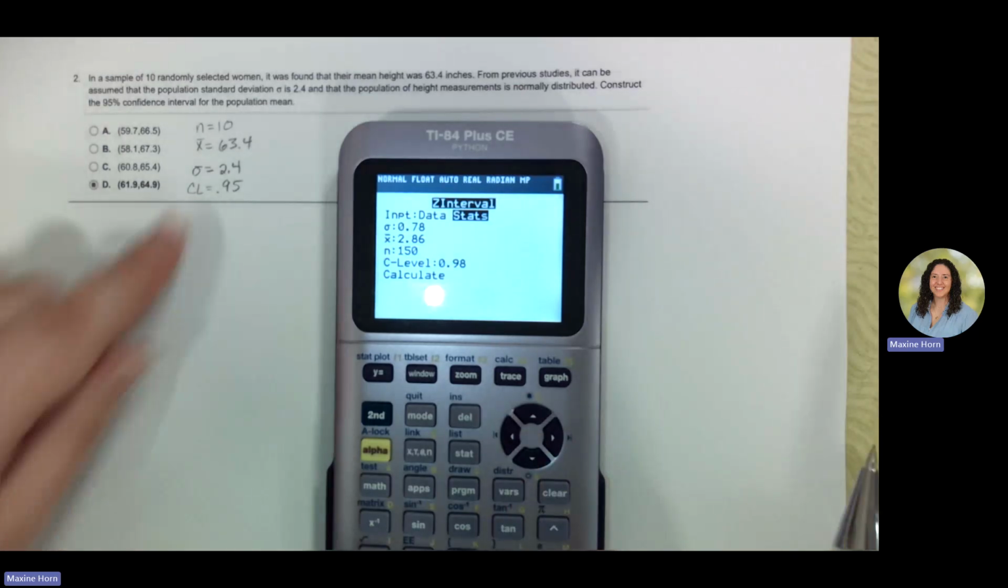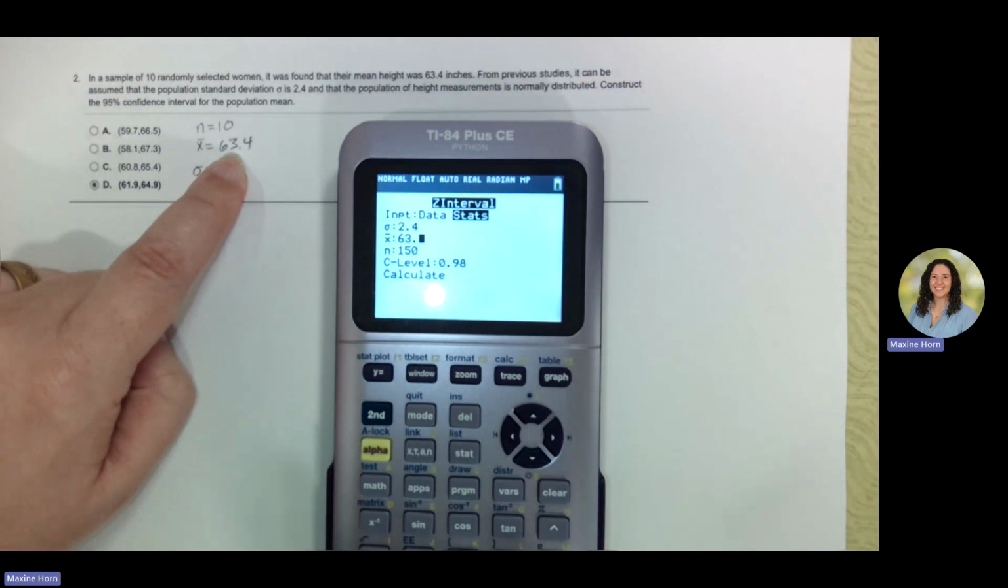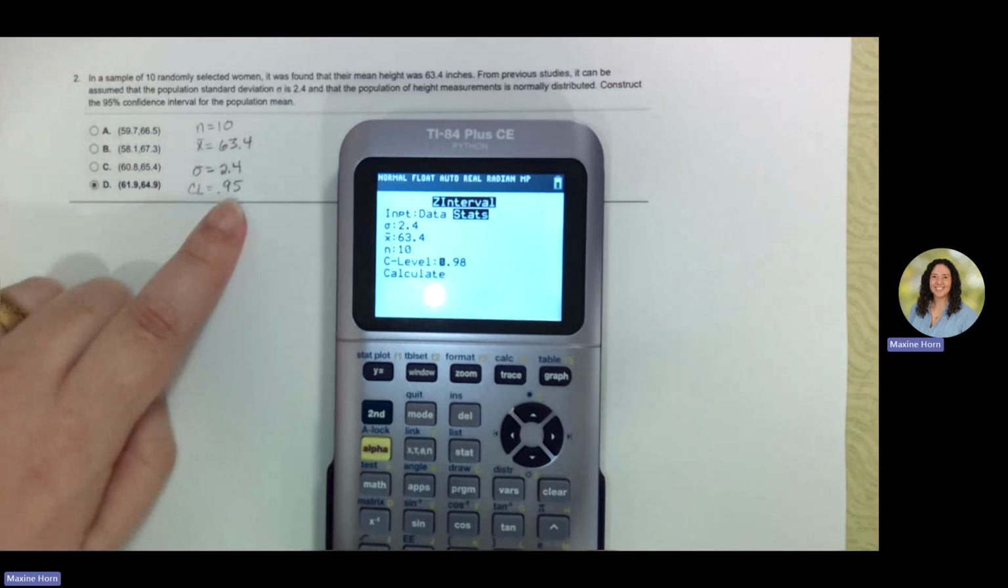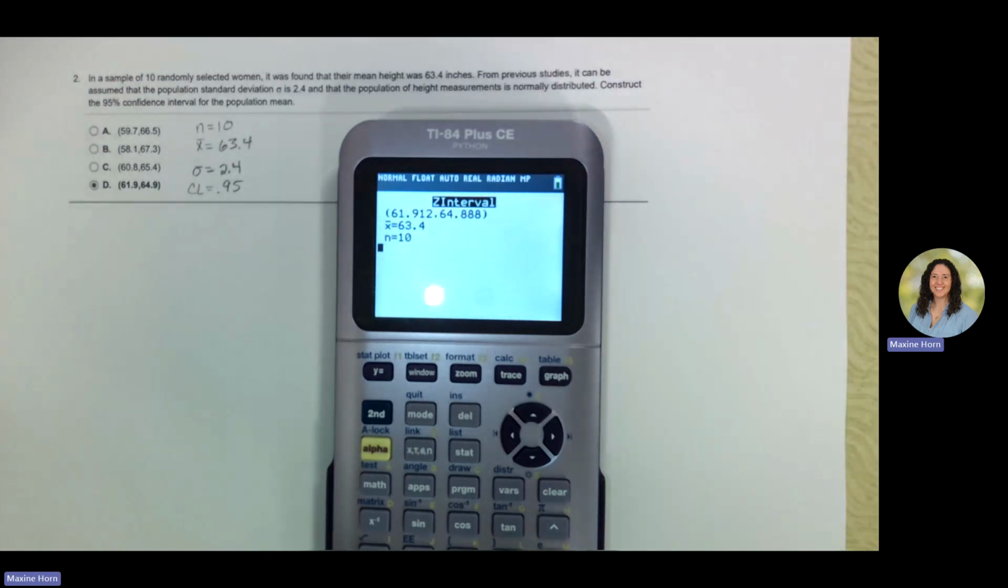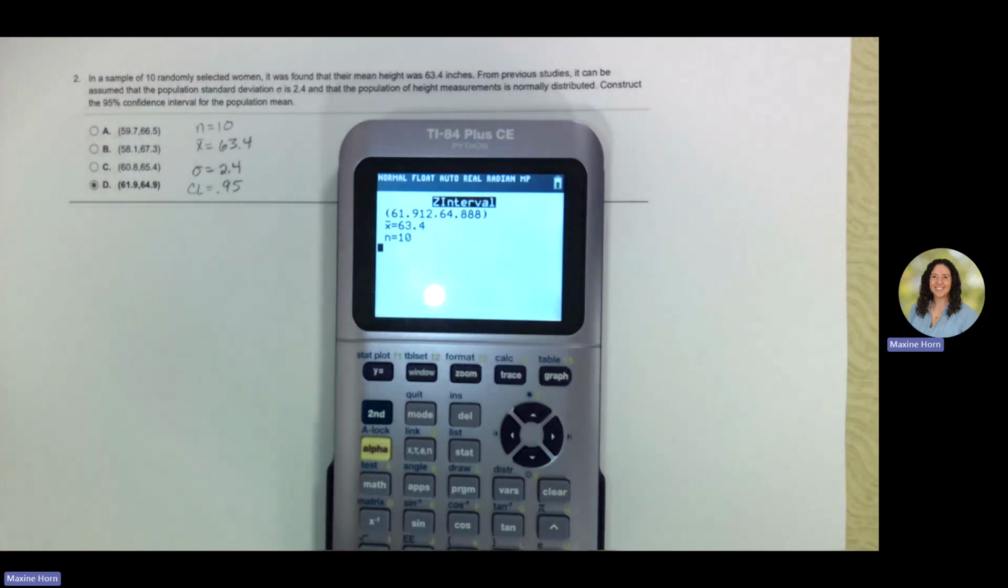And we're going to put in all of our information. Population standard deviation, that's 2.4. Sample mean is 63.4. N is just 10. And our confidence level, we want to be 95% confident. And there it is. The answers have been rounded to 1 decimal, so we'll take these answers and round to 1 decimal.